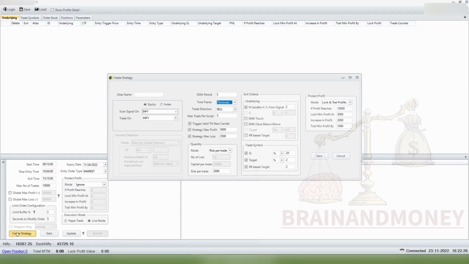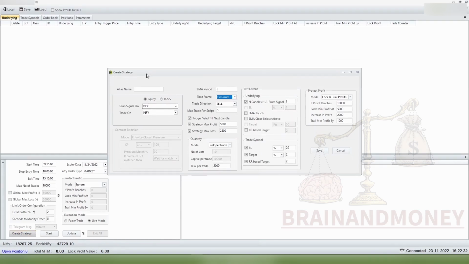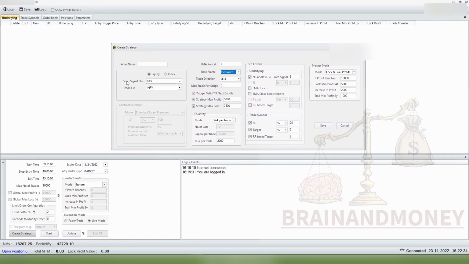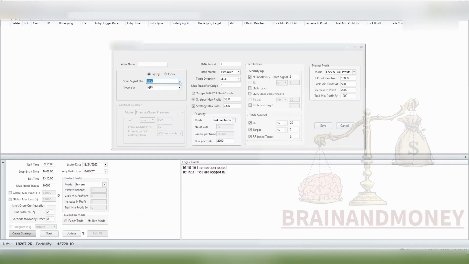To do that, you just need to click on this create strategy button, and you will see this create strategy form. From here you can add different stocks or indexes. Now there are multiple modes available, which I will show. It will be scanning the signal on Infosys, and it will be trading on futures. So you can select a future contract over here.